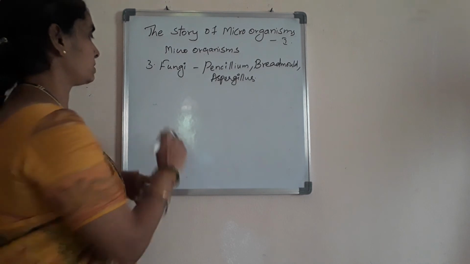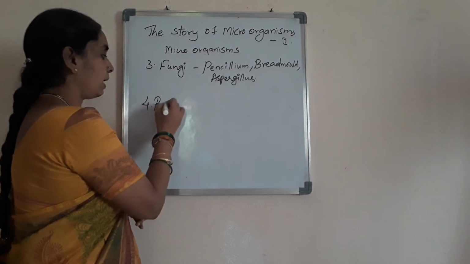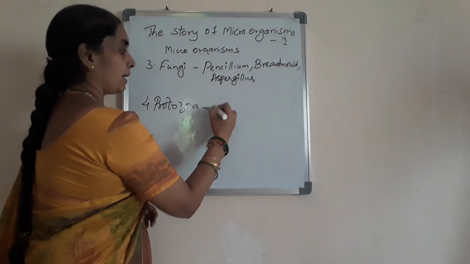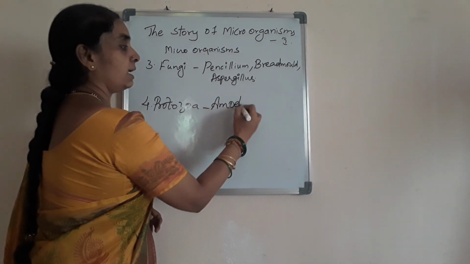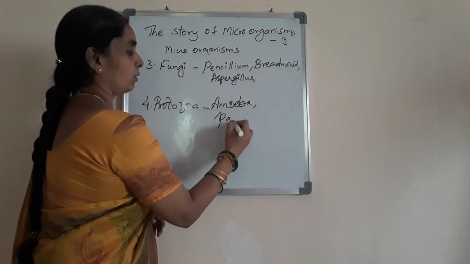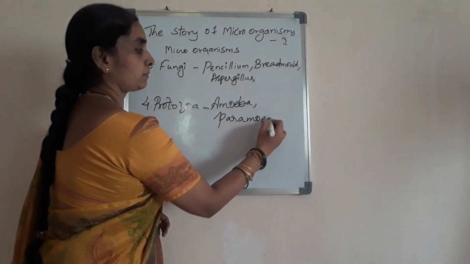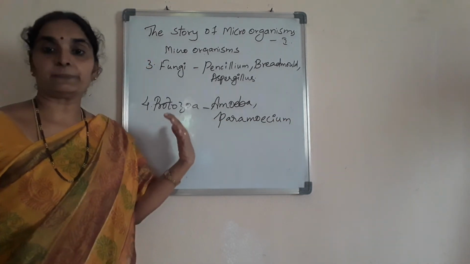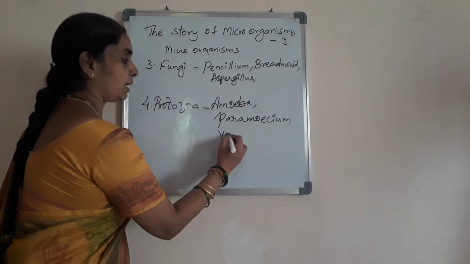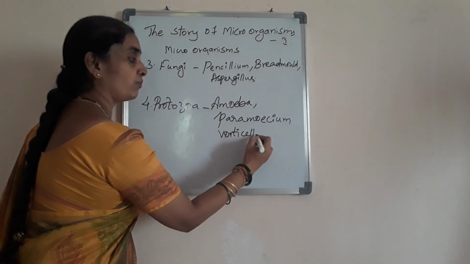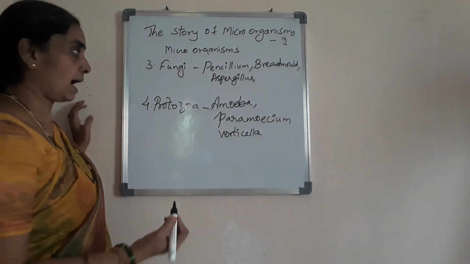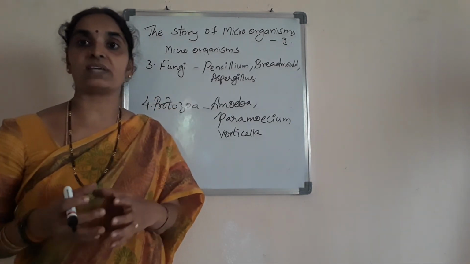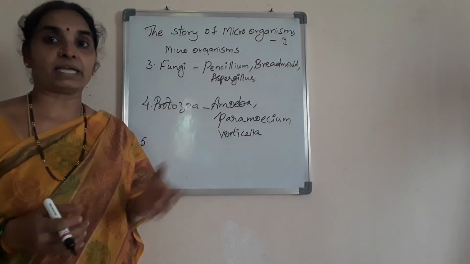Next, protozoans. I told you in the previous class about the amoeba, isn't it? So they are unicellular organisms, so minute and microscopic, and can be observed only under the microscope. Slipper animalcule, that is the paramecium. So these are the different protozoans. Vorticella, bell-shaped it is. You have to identify the pictures of each, so they can be asked in your examination. Identification of the picture is very much essential for these microorganisms.